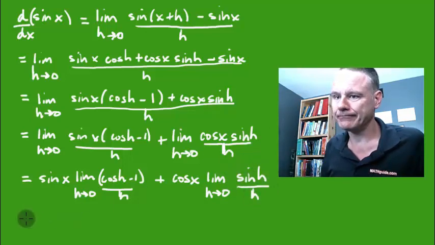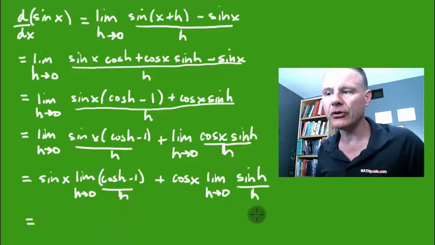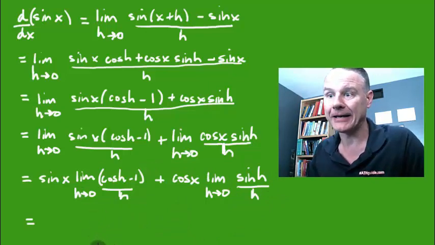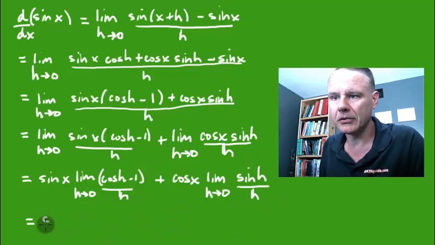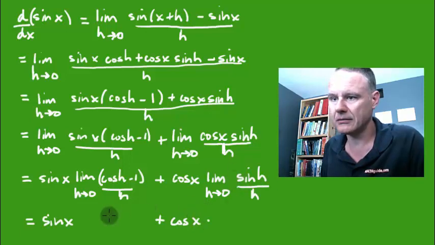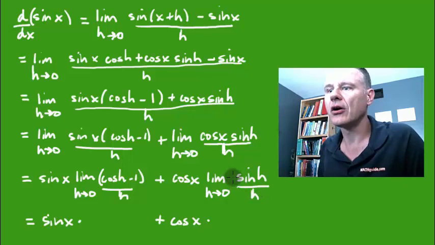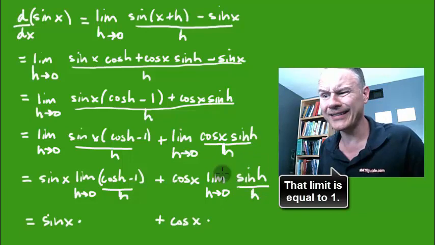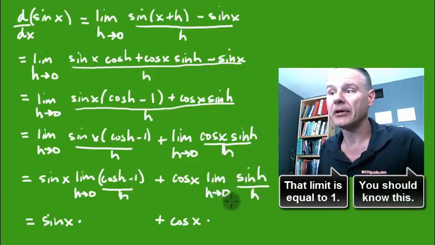All right, well, now it's my job to convince you of how to clean this up. Let's start with the easy parts. I know it's the sine of x times this limit plus the cosine of x times this limit. Now the question is, what are these limits? This one's an easy one. We've seen this one many times. This one comes up when we start talking limits.